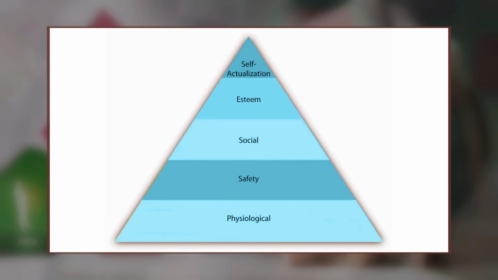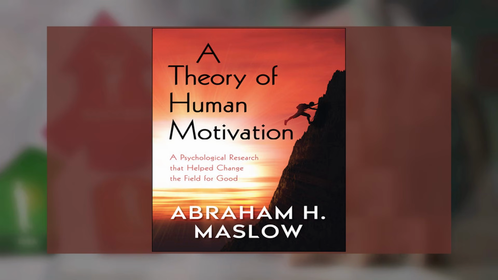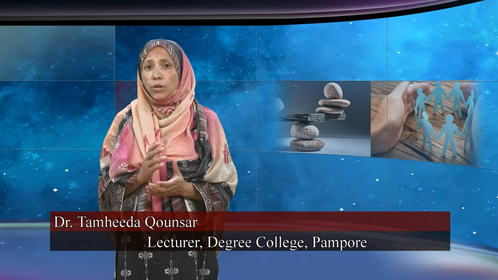Now let us start with an introduction. One of psychology's most enduring contributions is the hierarchy of needs. The hierarchy of needs was first presented by American psychologist Abraham Maslow in 1943 in his paper A Theory of Human Motivation, which was published in the journal Psychological Review. He uses a contemporary organismic theory to explain human motivation.